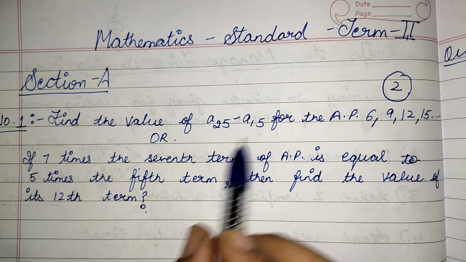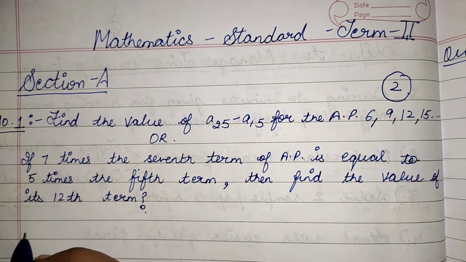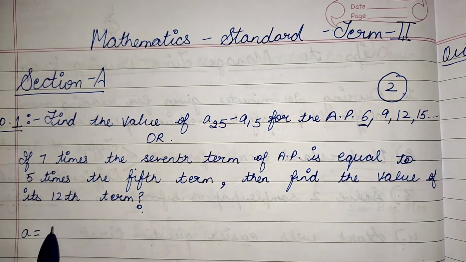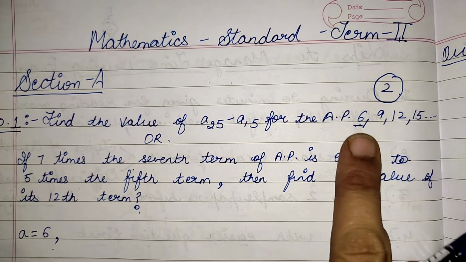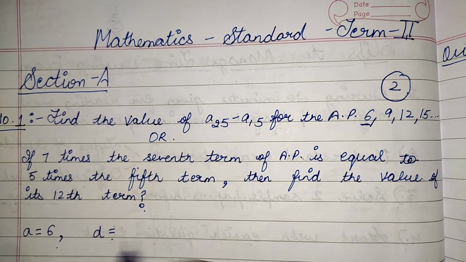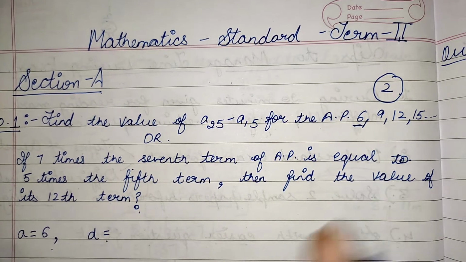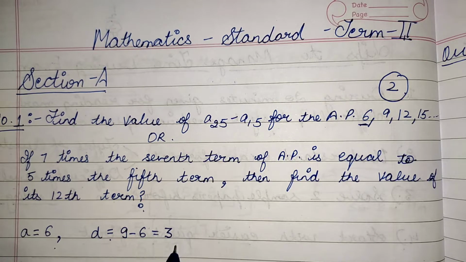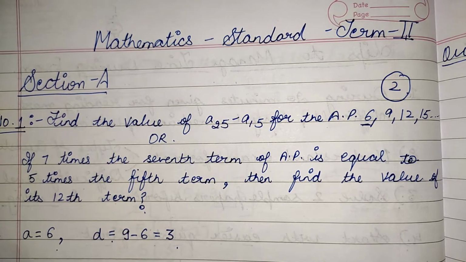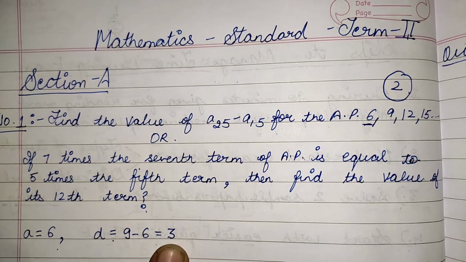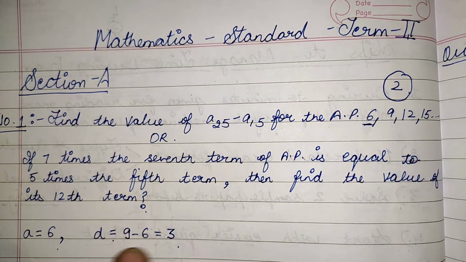So how to find out A25 minus A15? From this AP, I have told you how to find out the value of A. A is the very first term of the AP, and then coming to the common difference. Common difference is when the first term is subtracted from the second term. So D will be equal to 3, right?